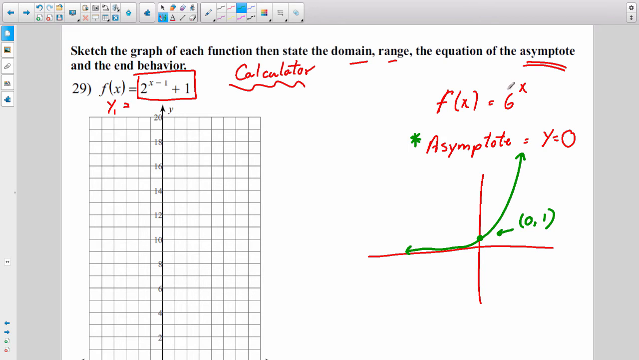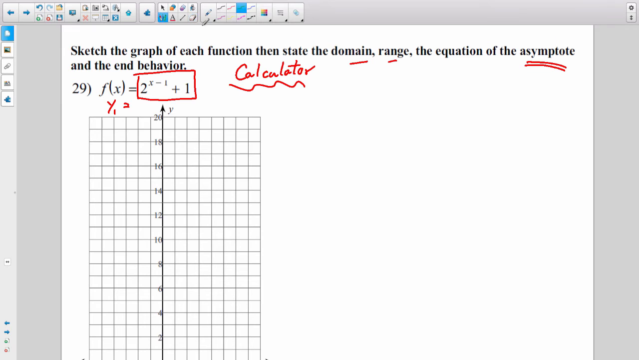Something else to recognize. If this number is greater than 1, right? 6 is definitely greater than 1, then you're looking at something called growth. Whereas if this number was less than 1, then you'd be looking at decay. For example, what if we had f of x equals 0.7 to the x?